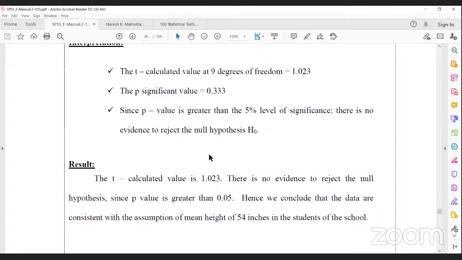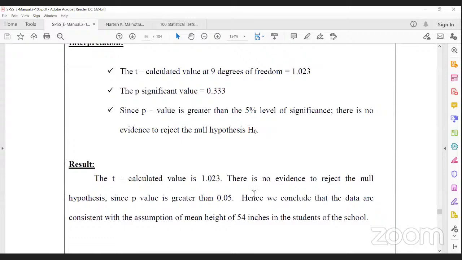So what we are concluding here is that the data are consistent with the assumption of a mean height of 54 inches in the students of the school. It means they are maintaining the same thing for the particular school.